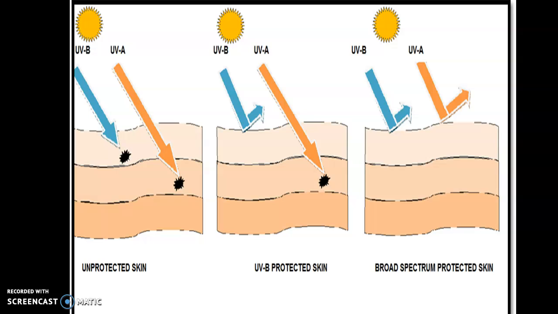Here there are three figures. The first one is unprotected skin, where no sunscreen agent has been used, and both UVB and UVA rays, as shown by the arrows, enter the skin and cause harmful effects. Second is UVB protected skin, where UVB rays are reflected or absorbed. However, UVA rays enter the deeper layer of the skin. The third image shows when we are using broad spectrum sunscreen, both UVB and UVA are reflected or absorbed and we get the complete photoprotection.